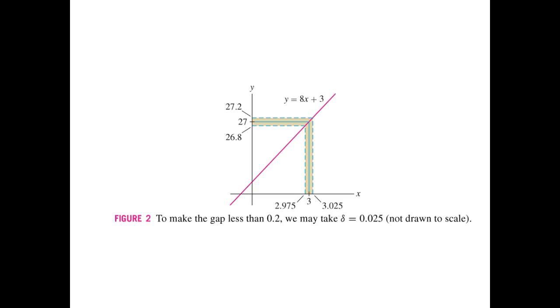You choose how close you want your answer to be. That tells you how close you've got to be on your input. Get what your output is, how close is that? If you can find an input that guarantees it, the limit exists. Okay, are they all that easy? You better believe they're not. Nowhere close.